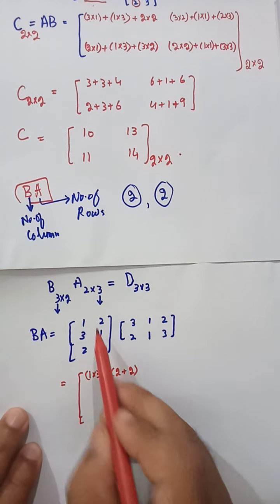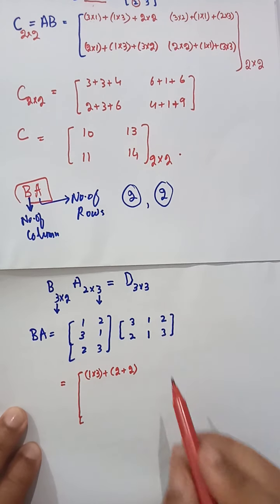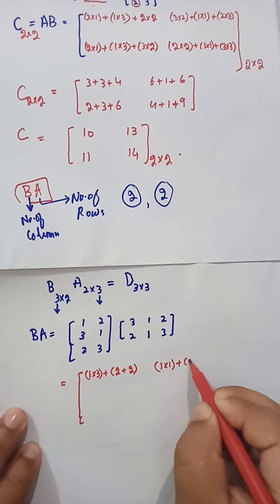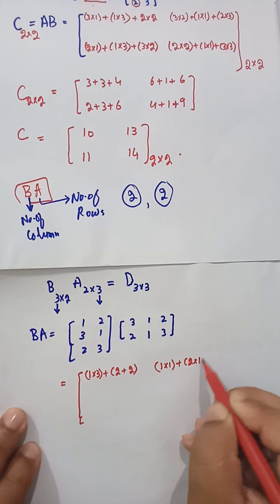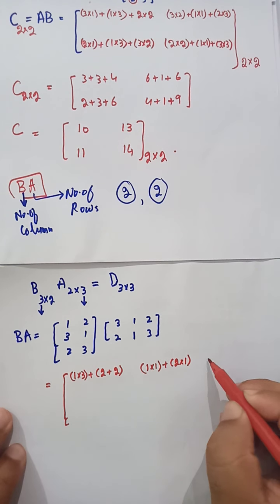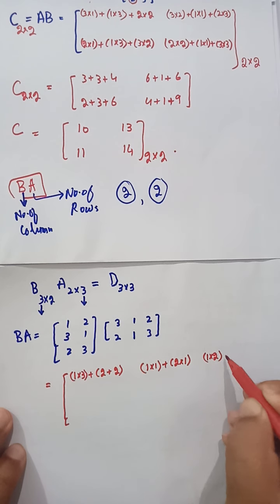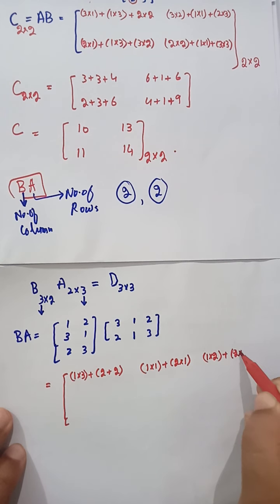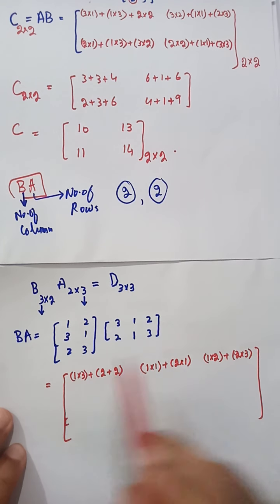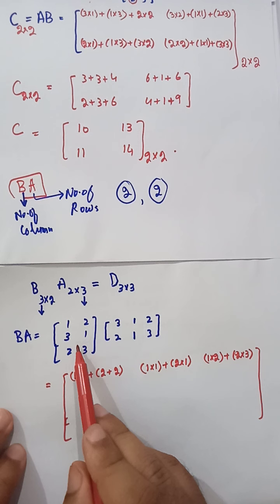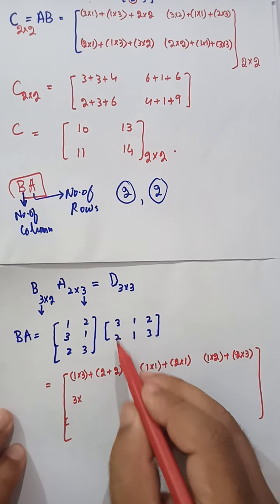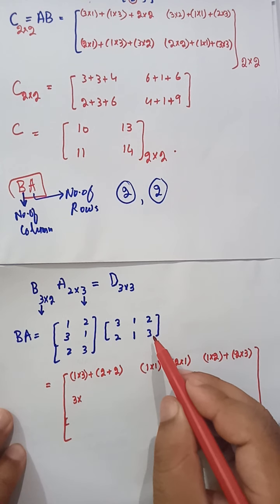Similarly, the first row will be multiplied with the second column, so 1 will be multiplied with 1, 2 will be multiplied with 1. Similarly, the first row will be multiplied with the third column, so 1 will be multiplied with 2 plus 2 will be multiplied with 3, and there is no other column, so then we will switch to row number 2. And similarly, row number 2 will be multiplied with column 1, then column 2, and then column 3.